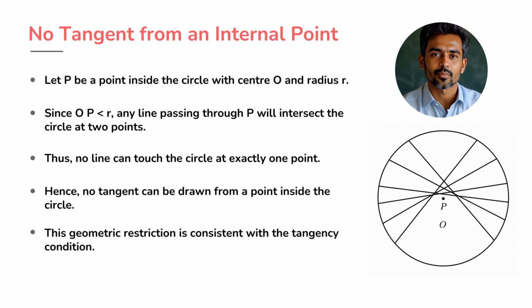Now, what if the point lies inside the circle? Let's say there's a point P inside a circle with center O and radius R. In this case, OP is less than R, that is, OP < R. No matter how you draw a line through P, it will always cut the circle at 2 points. That means it can never touch the circle at just one point. So, mathematically, it's impossible to draw a tangent from an internal point to a circle. It's like trying to draw a straight line that just brushes the inside of a balloon. It'll always slice through instead of just touching.